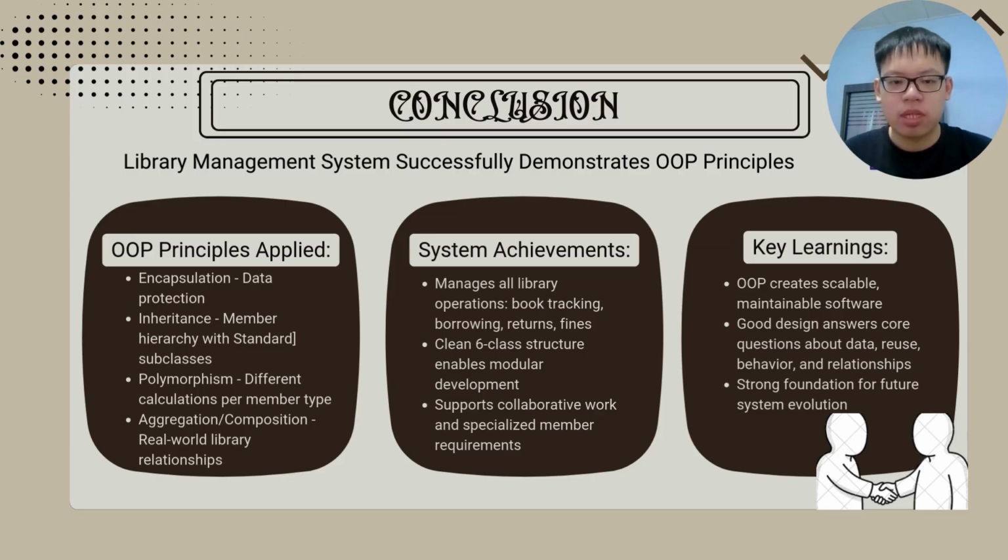By addressing fundamental questions about data protection, code reuse, flexible behavior, and object relationships, we have created a foundation that could easily accommodate new member types or library features. This experience reinforced that thoughtful architecture decisions come before successful implementation. The system proves that good object-oriented programming principles lead to maintainable, collaborative, and future-ready software solutions.